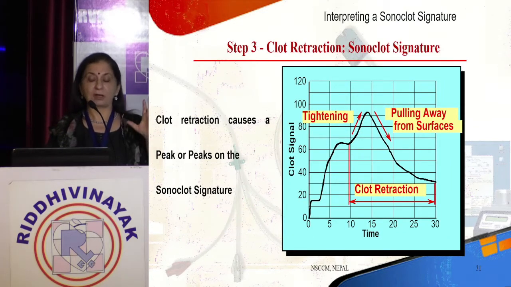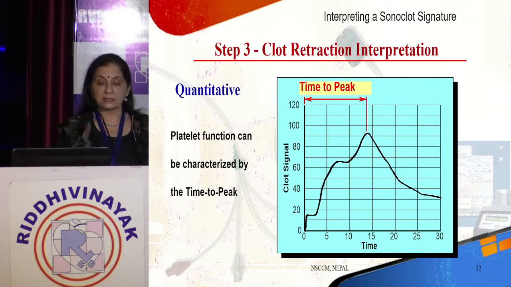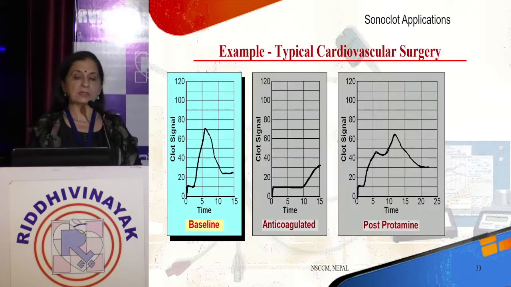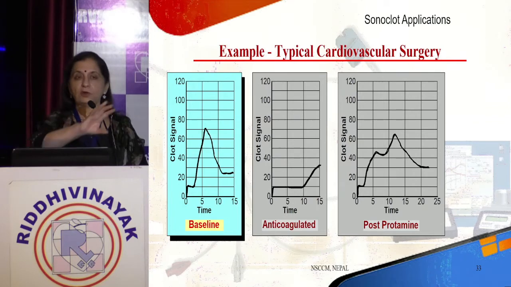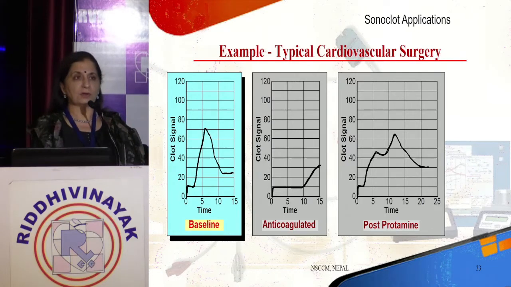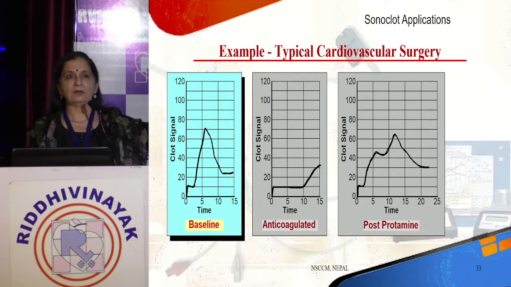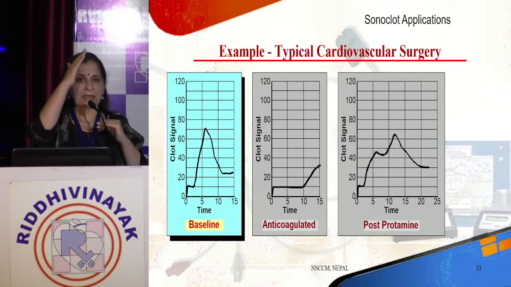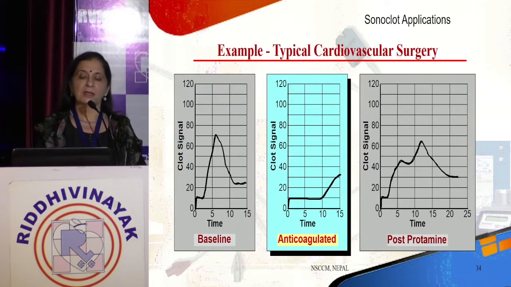So your peaking is your clot formation, the tightening. The clot retraction is your decline, and pulling away from the surface is your total decline or the lysis. So time to peak is what we notice, and all this comes with the normal on the bar beneath and your values on the side. And it tells you what to give. So post-protamine and an anticoagulated patient on heparin, there'll be just a straight line or a very small hump. In a baseline of a normal patient, there will be a normal peak with a normal decline. In a post-protamine patient, the peak would be slightly less. It will take time for it to form and come back, in 2 hours' time.